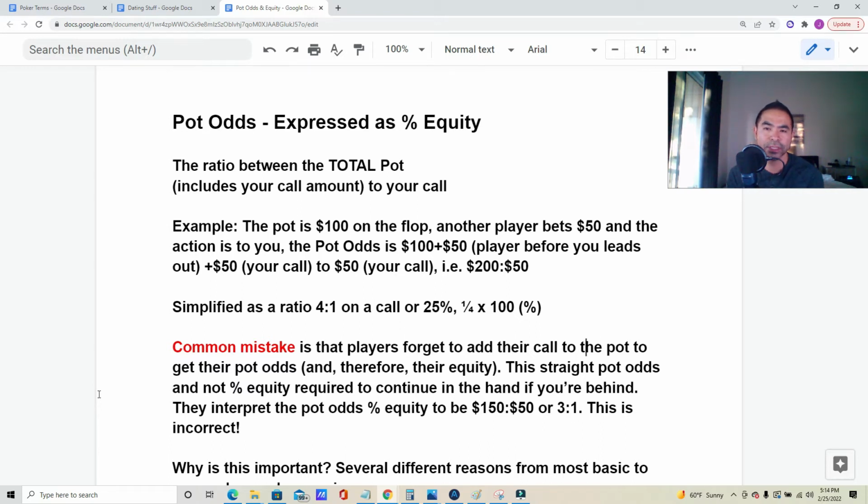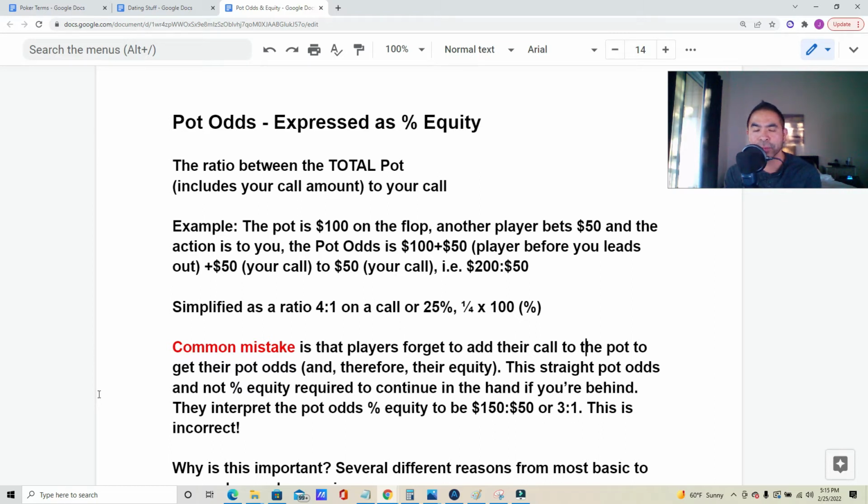As I mentioned earlier, a common mistake when you hear table talk and everything, they'll say that, oh, I got 3-to-1 on a call. That means I have, what's the incorrect way of saying this? 33%. And they don't include their call. And in actuality, it's 4-to-1, like this example, which is 25%.